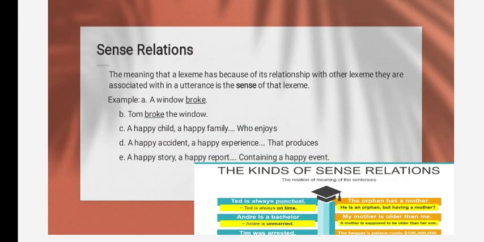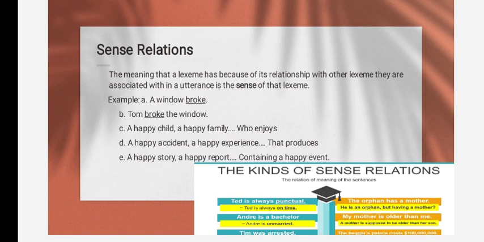Sense relation. The meaning that a lexeme has because of its relationship with other lexemes. They are associated with the utterance in the sense of that lexeme. Example: A. A window broke. B. Tom broke the window. C. A happy child, a happy family who enjoyed. D. A happy accident, a happy experience that produces. E. Happy story, a happy report containing a happy event.